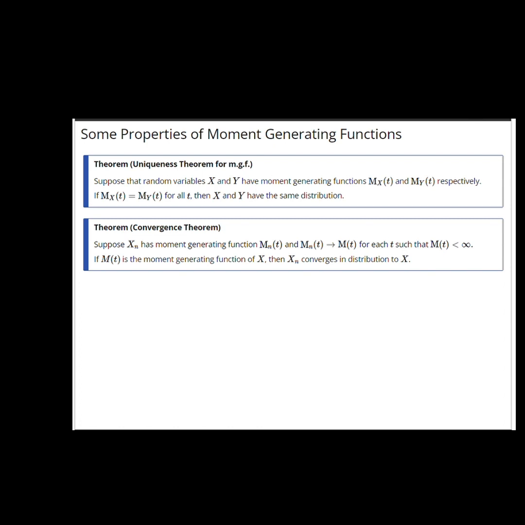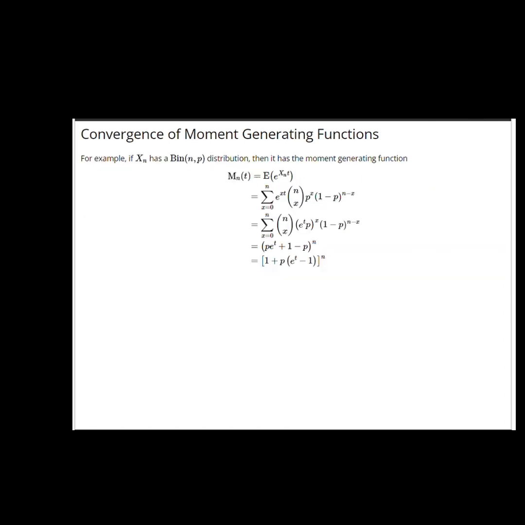This will become a little clearer with an example which confirms something we already know, namely that under some circumstances, a binomial distribution is very close to a Poisson. So let's proceed to that example. Suppose my random variables xn have a binomial distribution with parameters n and p. The first thing I need to do is find their moment-generating function, mn of t. We do that by adding up the values e to the xt times the binomial probability function, n choose x, p to the x, 1 minus p to the n minus x.